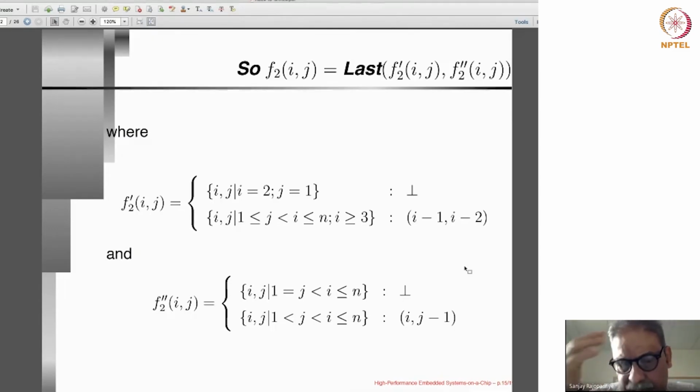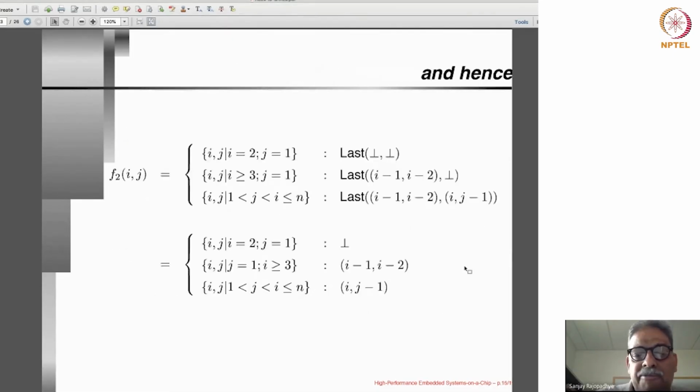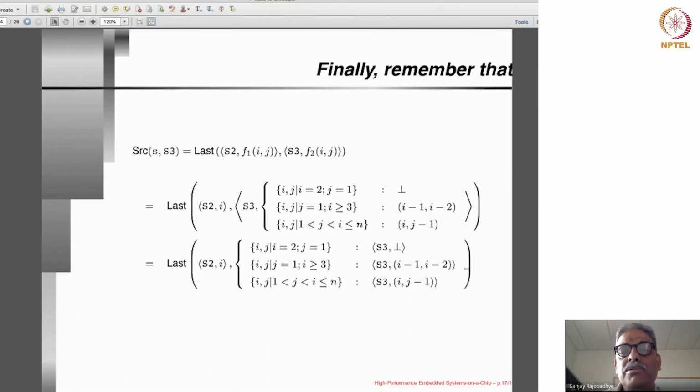And everything that I said about the properties in the machinery before is going to be useful. And eventually, this is what F2 simplifies to. And you see the corner cases. If I equals 2 and j equals 1, it is bottom because there is no instance of statement S3 that produced the value. If I equals 1 and j is greater than or equal to 3, then it is I minus 1, j minus 2. Otherwise, sufficiently far from the boundaries, it is I, j minus 1. Okay? And now you take the last of these two solutions, and that becomes some piecewise affine function of I and j.